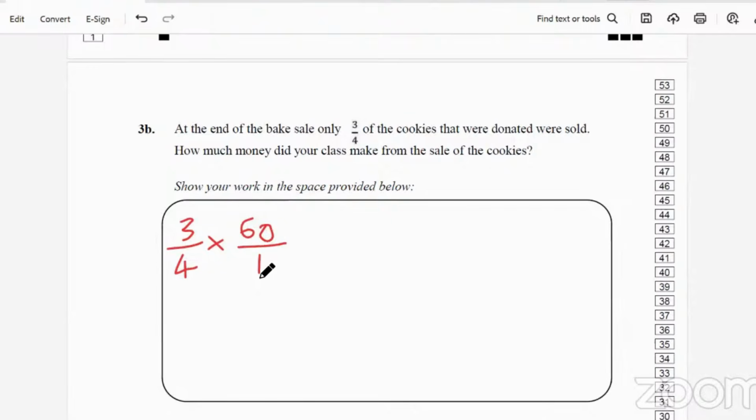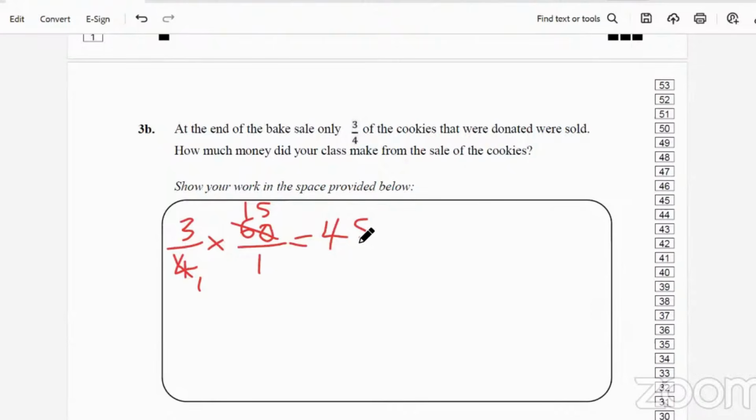We could divide by 4 to cancel the number at the bottom. So 4 into 4, that's 1. We're dividing both numbers by a common factor. 4 divided by 4 is 1, and 4 into 60, that's 15. If we divide 60 by 4, we get 15. So now we multiply: 3 times 15 equals 45. So we know that 45 cookies were sold.